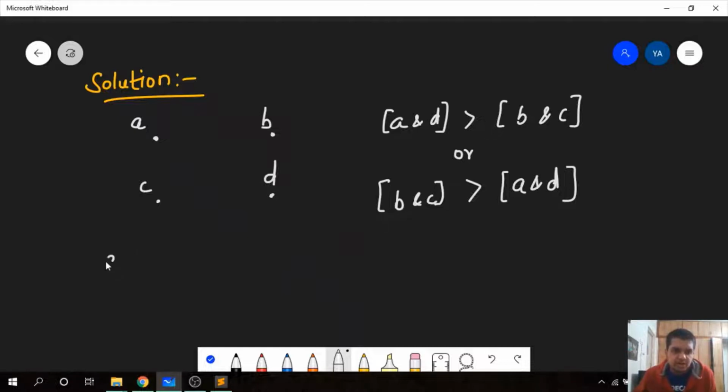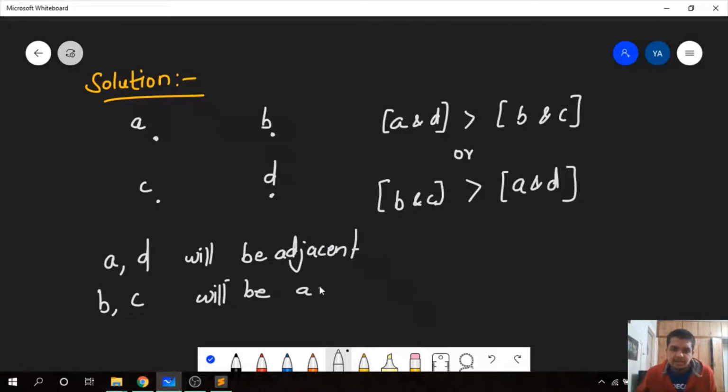So here A and D will be adjacent in the sorted order, and B and C will be adjacent. So how is this? Let us see what is a valid rectangle.